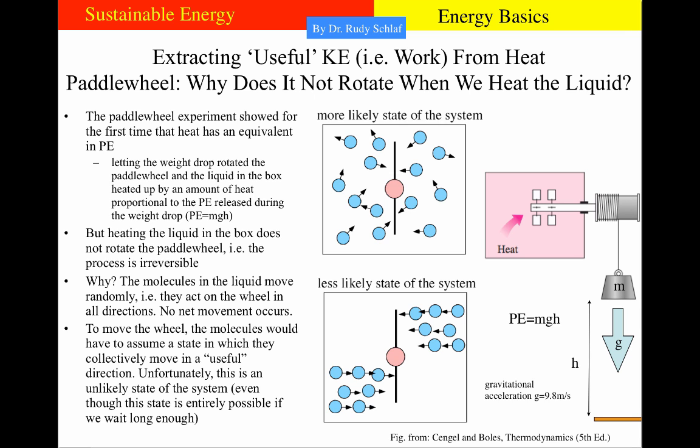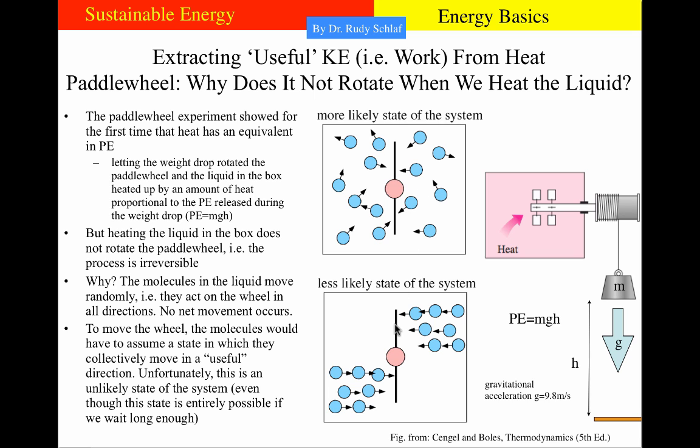So if we look here at the paddle wheel, the situation that we have inside the box, if we heat it up, if we just put the heat back that we got out of that weight drop, then all we achieve is that the particles are moving randomly around and they get a little bit faster. But the paddle wheel, of course, will be hit from all sides equally, and so will just vibrate a little bit, itself get hotter, in other words, but we will not be able to induce a motion.